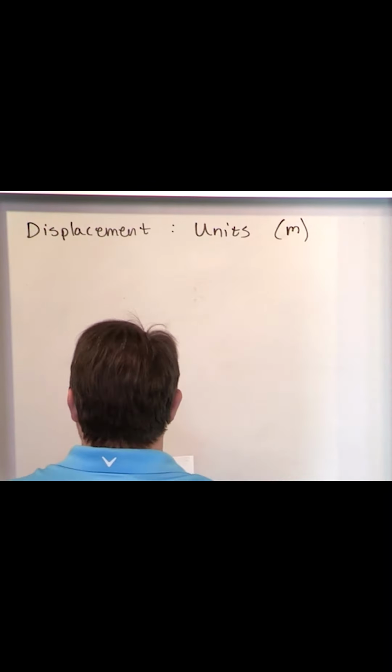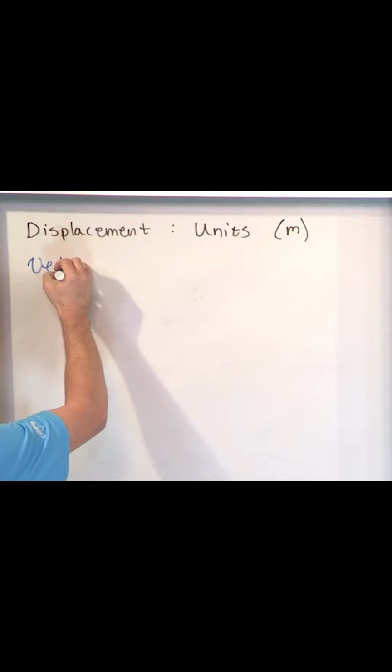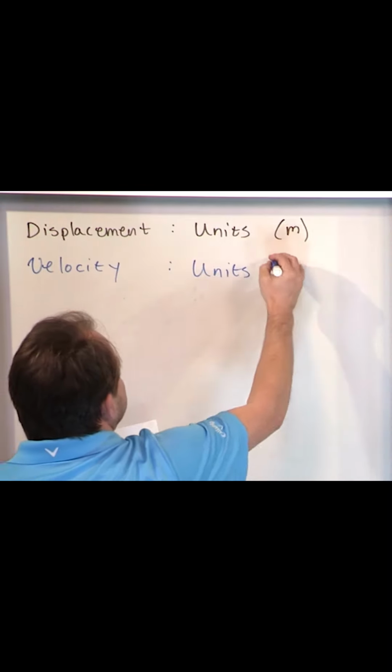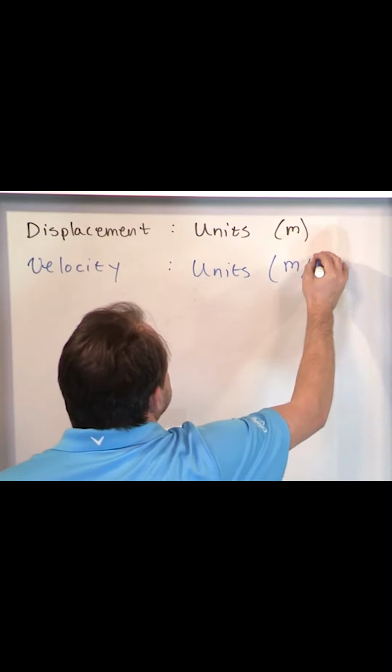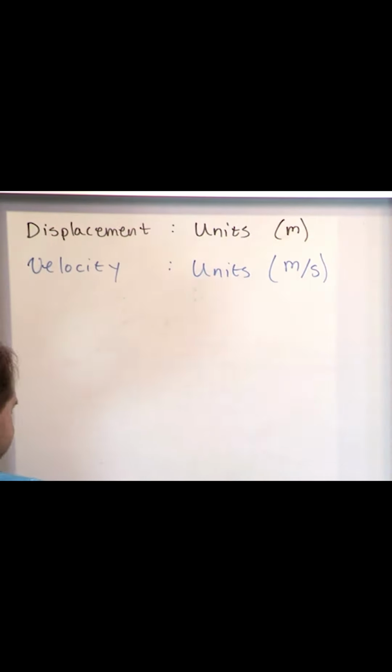And then we talked about the concept of velocity. So we're reviewing things here. Both of these are vector quantities, and the units of velocity we already know is meters per second. That means every second that goes on, I travel so many meters down the road, meters per second.